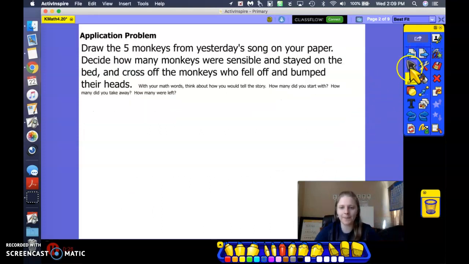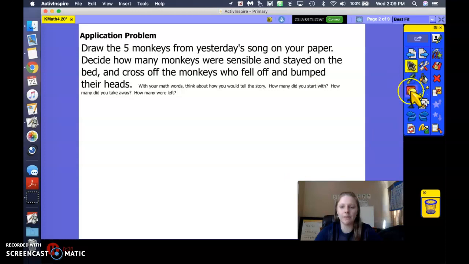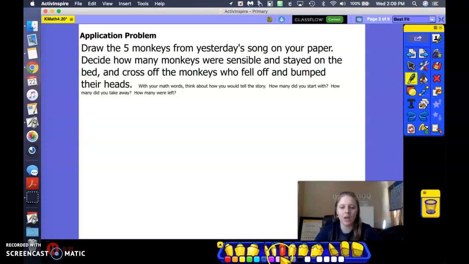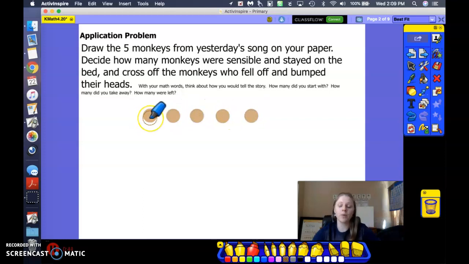Let's get started. All right, let's draw some monkeys from yesterday's story where we were talking about the monkeys on the bed. 1, 2, 3, 4, 5. Remember, we draw the 5 group way and we start with 5 on the top, nice and neat in a row. It's your job to decide how many monkeys fell off the bed. We started with 5, and how many are you going to take away?